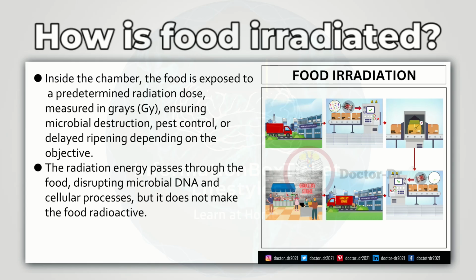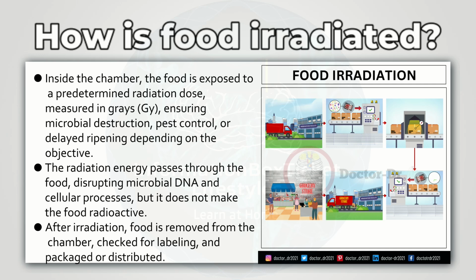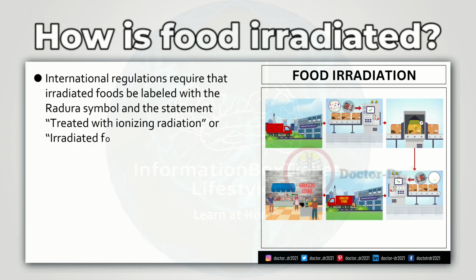The radiation energy passes through the food, disrupting microbial DNA and cellular processes, but it does not make the food radioactive. After irradiation, food is removed from the chamber, checked for labeling, and packaged or distributed. International regulations require that irradiated foods be labeled with the Radura symbol and the statement, "treated with ionizing radiation," or "irradiated food."